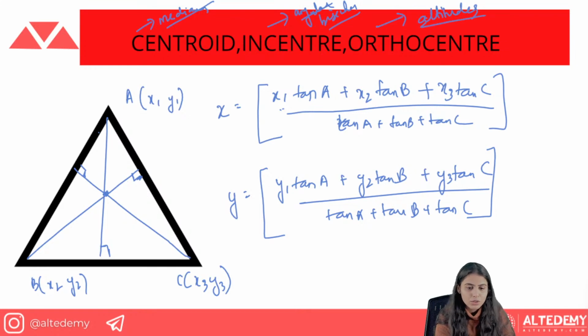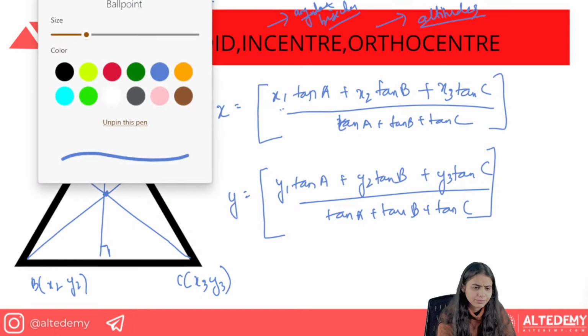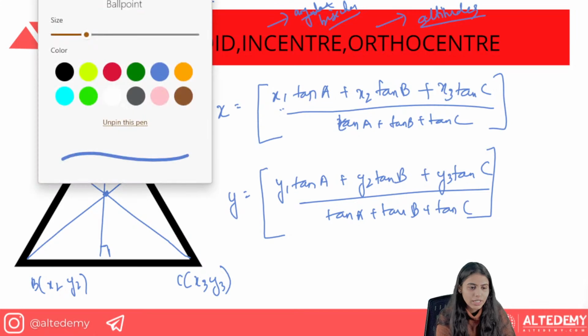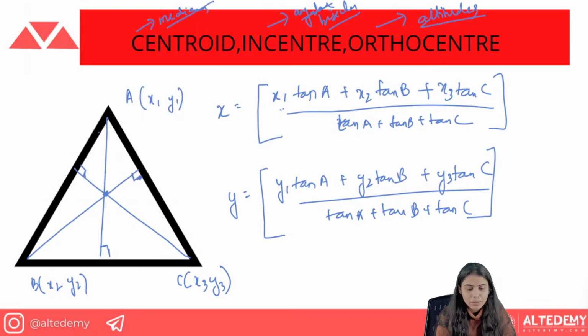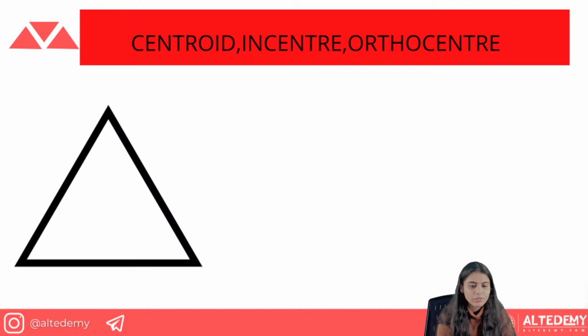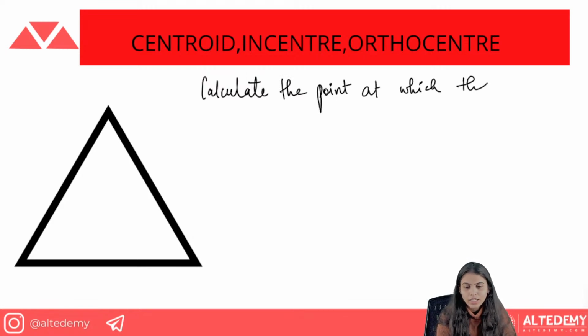Okay, now here is the first question for you all. In JEE Mains, it was not a straightforward question. The question looked like this: calculate the point of intersection. Let me first erase it all, then I'll write it because we don't have any space left. So we have this question: calculate the point at which the areas of the triangles were equal.